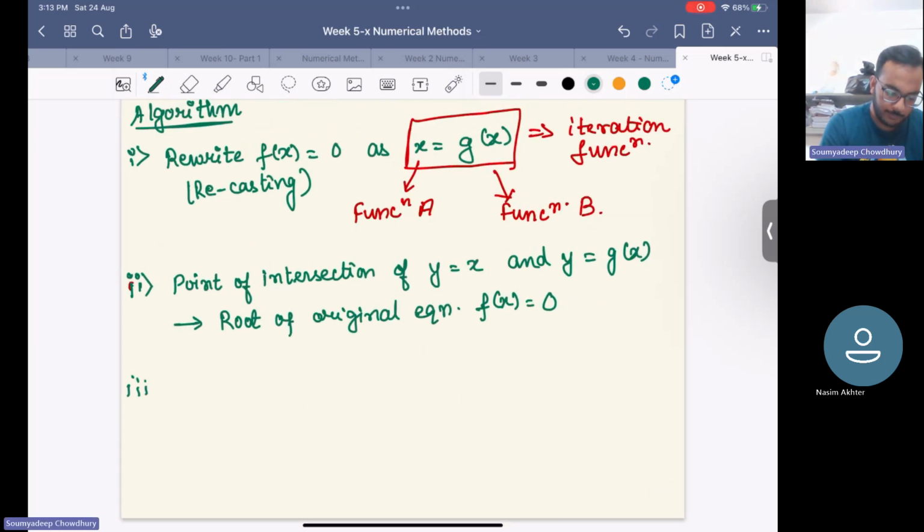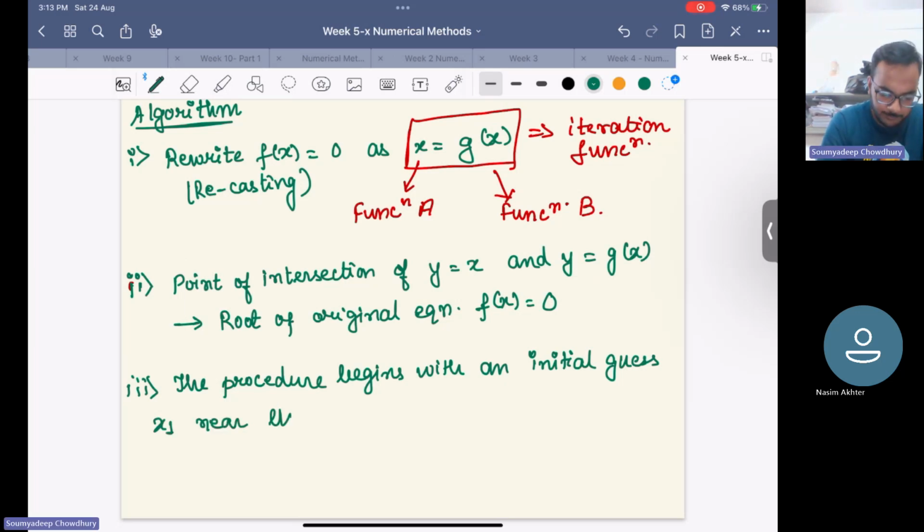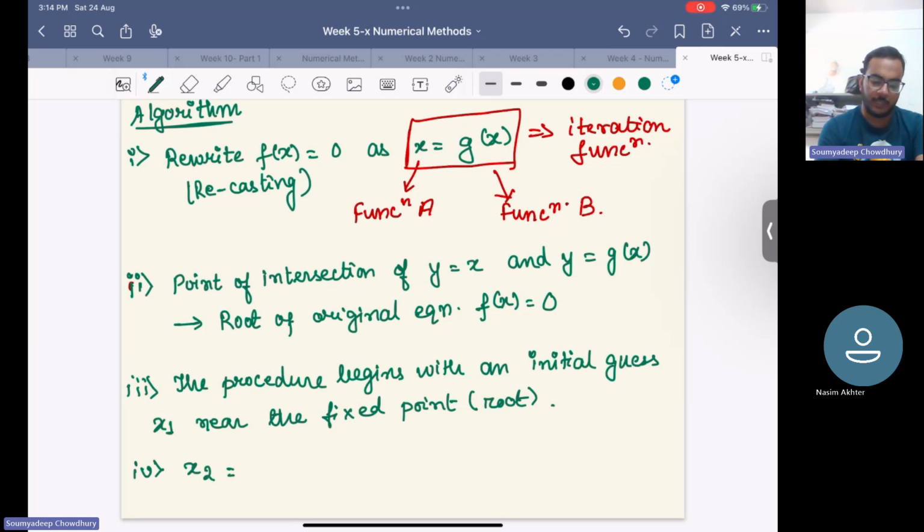So the next step: this procedure usually begins with an initial guess x1 near this fixed point, that is the root. The root here is known as the fixed point, that is the intersection of y equal to x and y equal to g of x, right? So how do we find x2? We have x1 from the initial guess, so we substitute it in g of x and we get x2. Similarly, after this we get x3, which is given by g of x2. Like this we go on until we converge, right?